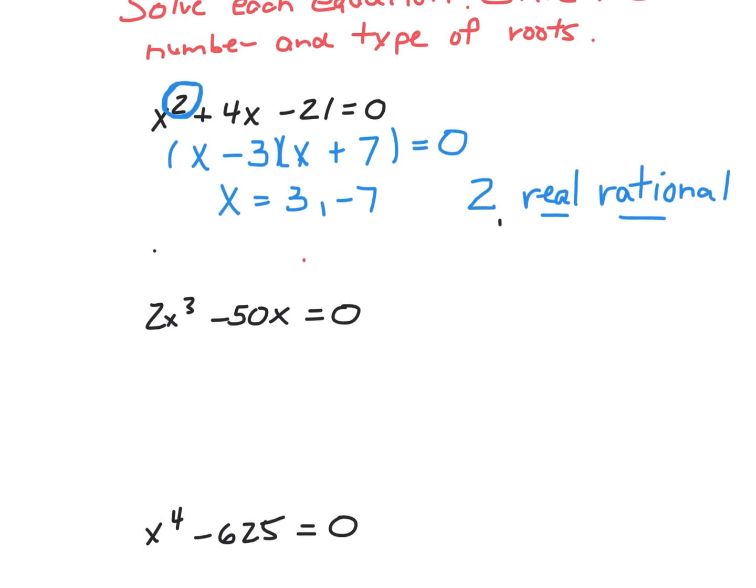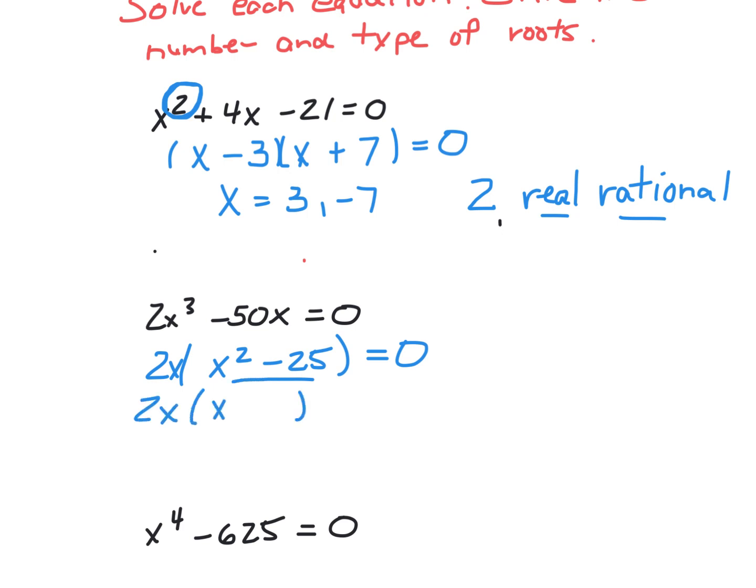The next one, if I'm going to solve this by factoring, is there a greatest common factor? Yes, I could take a 2 out. I could also take an x out, and I'd be left with x squared minus 25. And then this x squared minus 25, that's an example of difference of squares. So I'd have x and x, 5 and 5, minus and plus. My solutions would then be 0, positive 5, and negative 5.